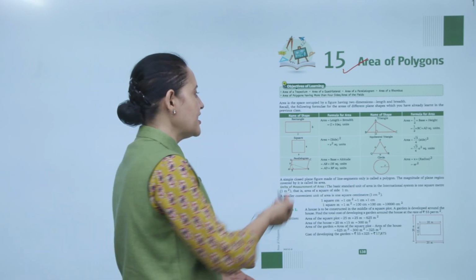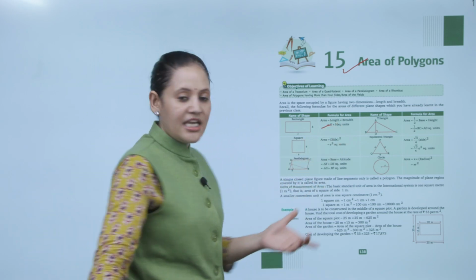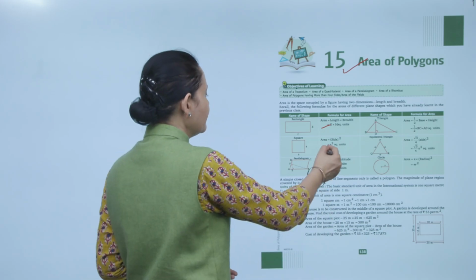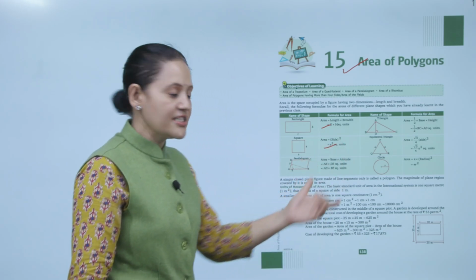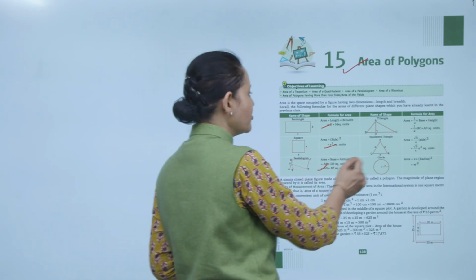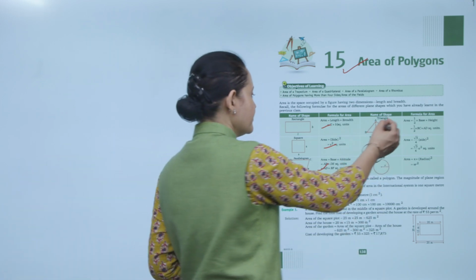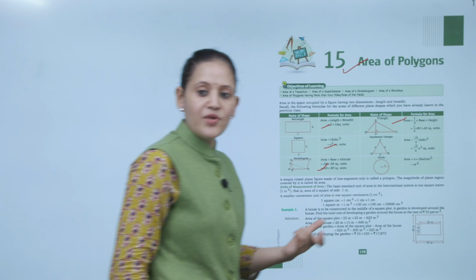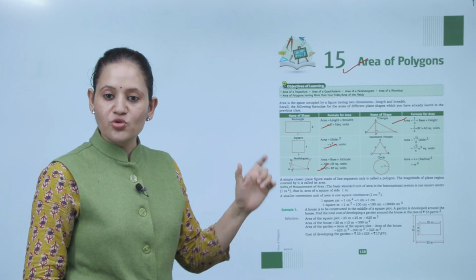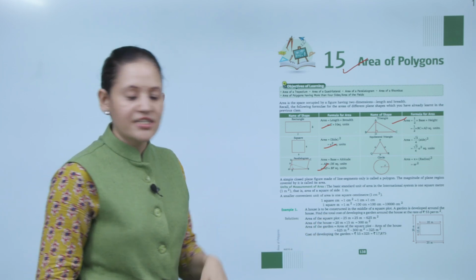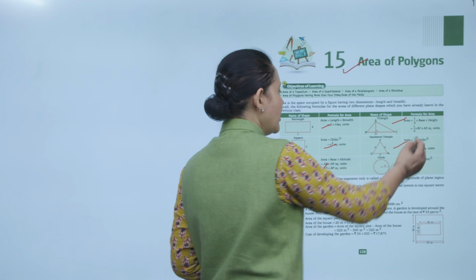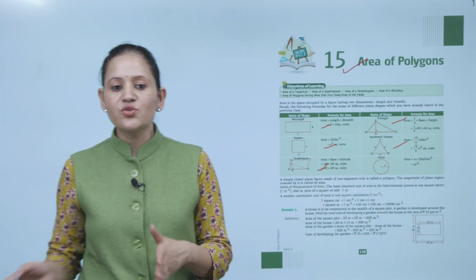Area of rectangle, that is L into B. Area of square, that is side into side. Area of parallelogram, base into height or altitude. Area of triangle, 1 by 2 base into height. Area of equilateral triangle, that is equal to root 3 upon 4 into side square. Area of a circle, pi r square.